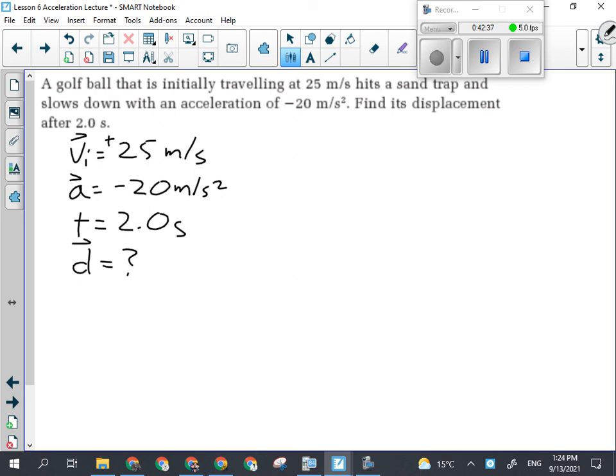All right, what formula am I going to use with those givens? Here. D equals VI times T plus 1/2 A times T squared. Okay, got to use this formula here. It's the only one that I have all the pieces of information for. I have time, I have VI, I have A, and I'm looking for D. So this formula can do that. All right, do I need to manipulate?